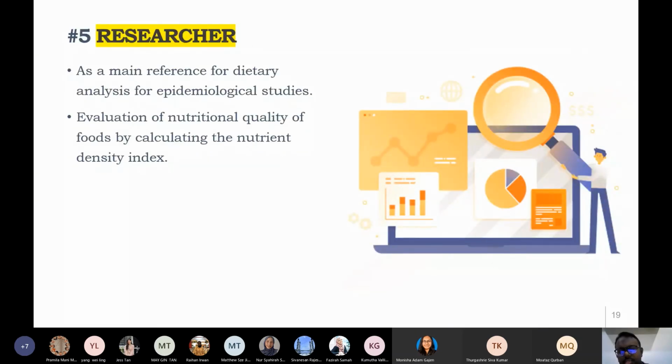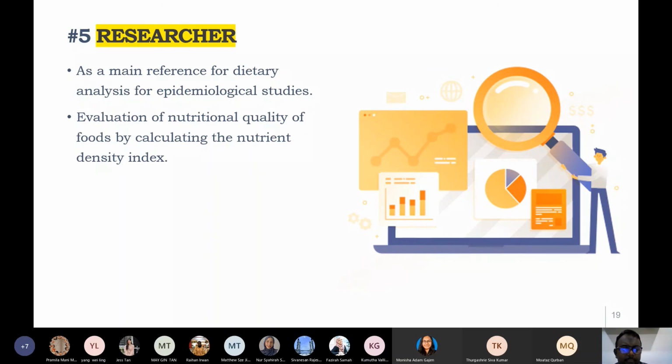And the final group who are interested to use RNI is the researcher. Researchers use RNI as a main reference for dietary analysis of epidemiology studies. When you do research, you'll be interested to compare the nutrient intake of the population, whether they achieve some level of intake or not. So the level that they use is RNI.